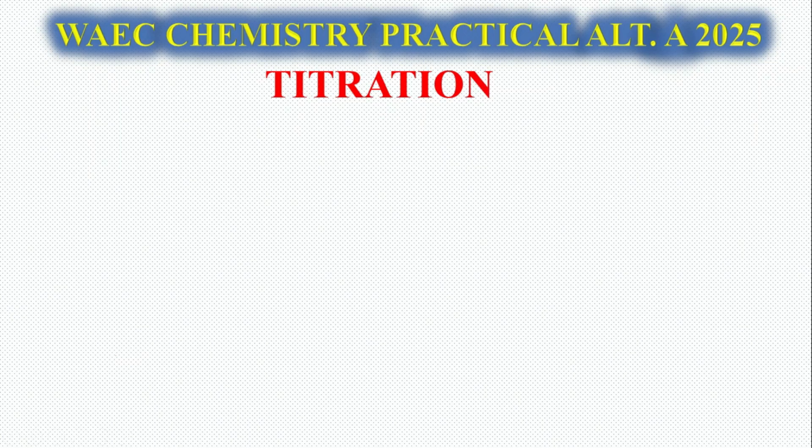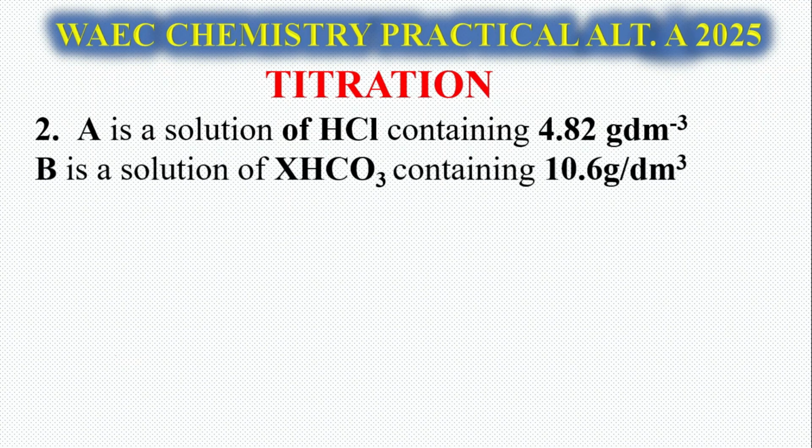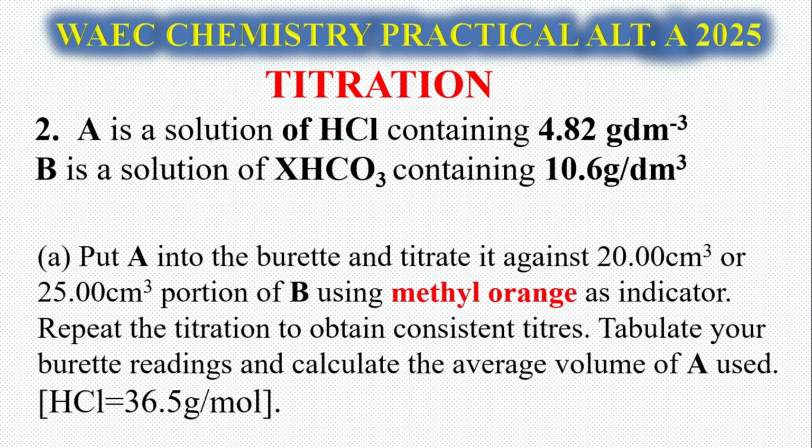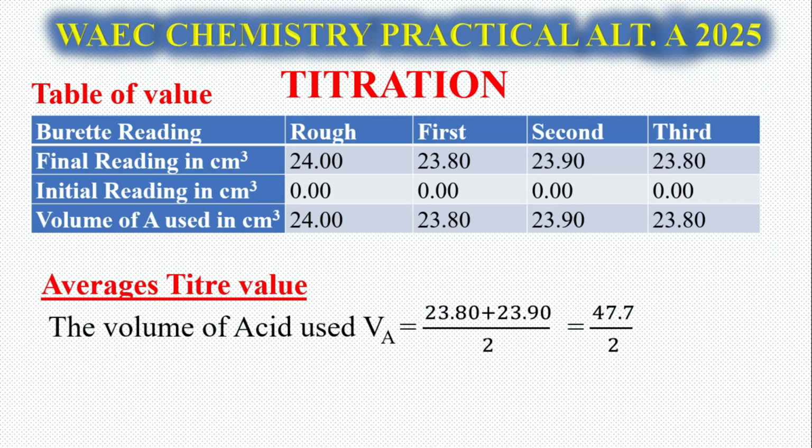All right, let's look at question number 2. A is a solution of HCl containing 4.82 gram per dm³, while B is a solution of XHCO3 containing 10.6 gram per dm³. Of course, go through the same route, put it into the burette and titrate it again using methyl orange as indicator. And we'll have our titration the way it was for the first experiment because we are using a calculated titre value.